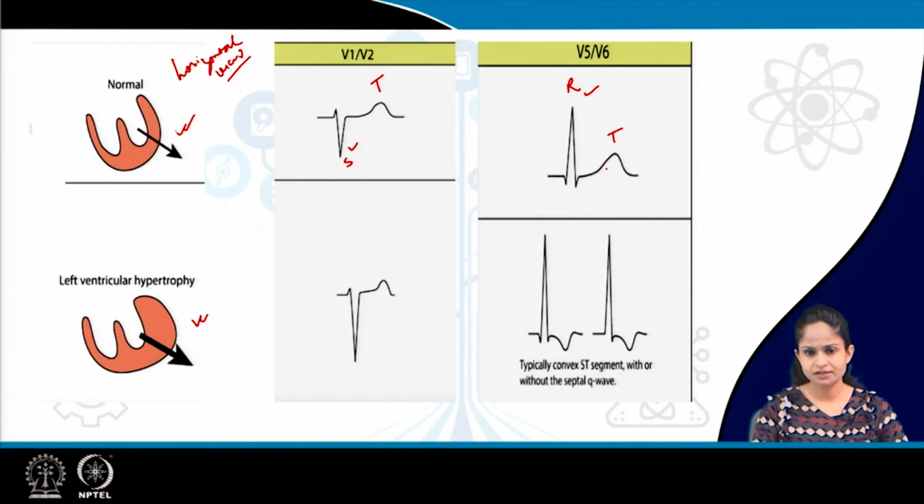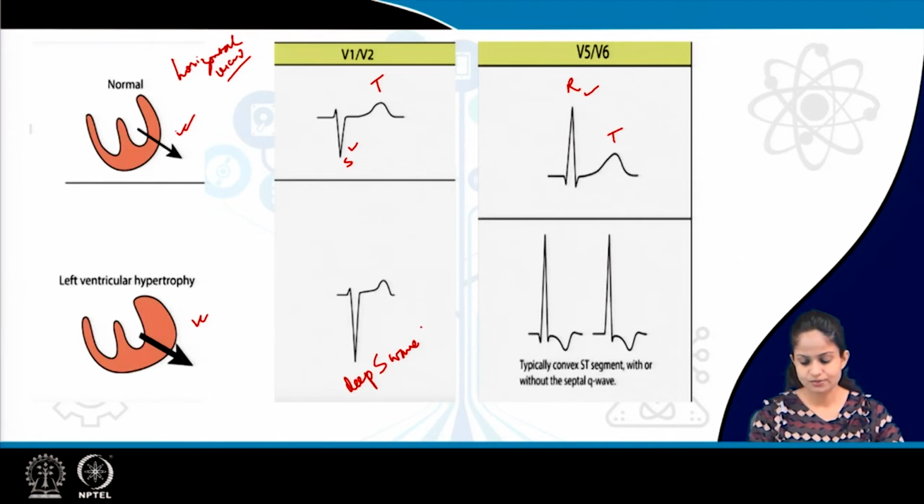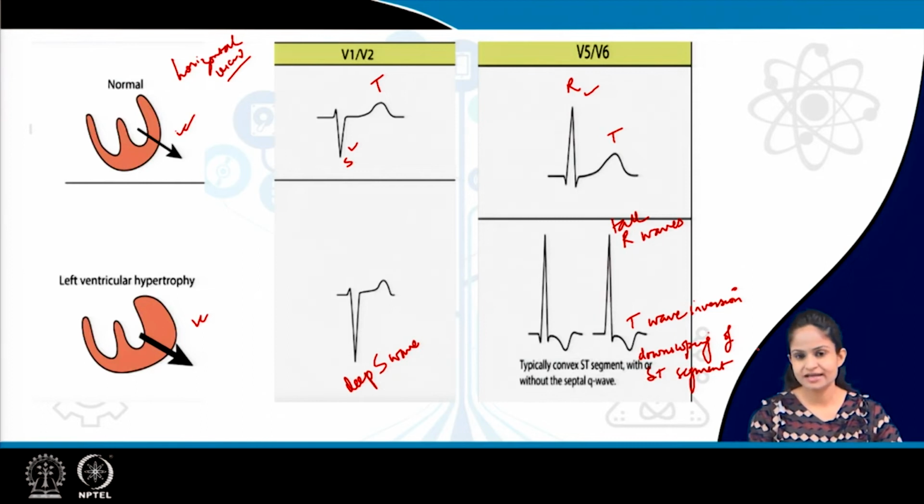This is the normal ECG we get in normal conditions, but in left ventricular hypertrophy, we can see a deep S wave, as well as very long or tall R waves. We also see the secondary ST changes. We can see T wave inversion and also downsloping of the ST segment. So, these are the secondary STT changes.